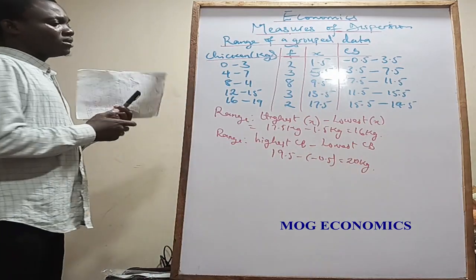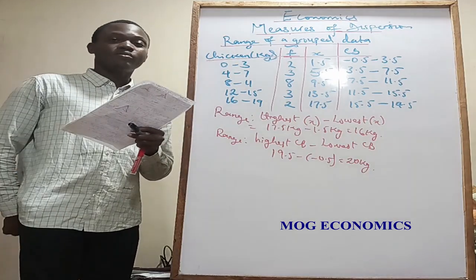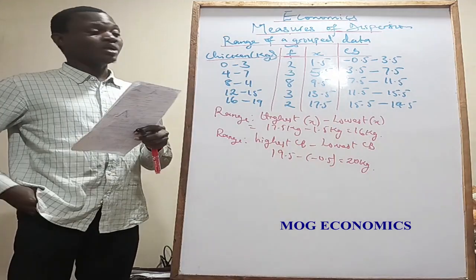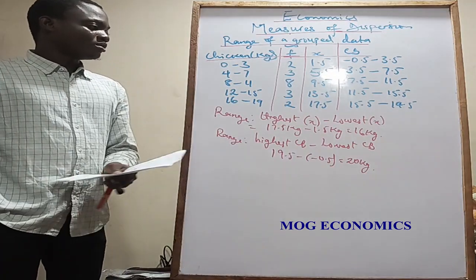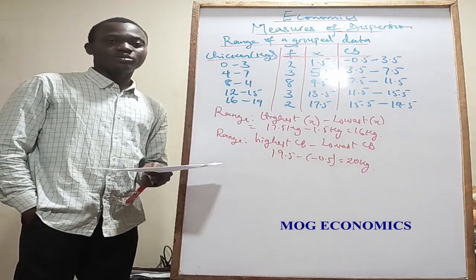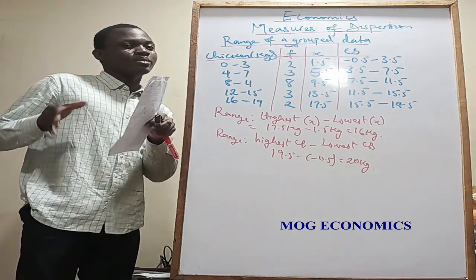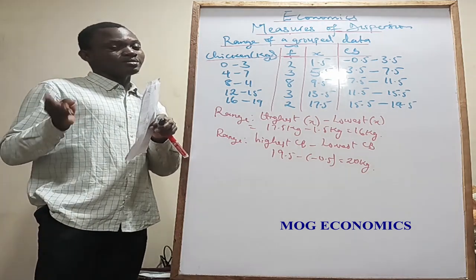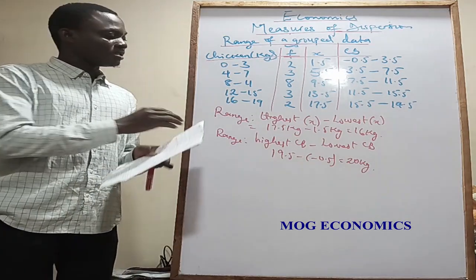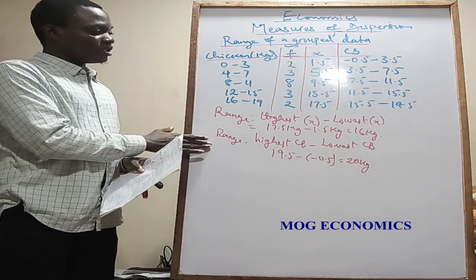So I think the question should specify how to actually calculate the range. Now, what's the difference between the two? One is going to be more accurate. Which one do you think it is? Exactly. The one that is not going to be really affected by an outlier, which is the one using the class mark, because the class mark is an average of the interval.